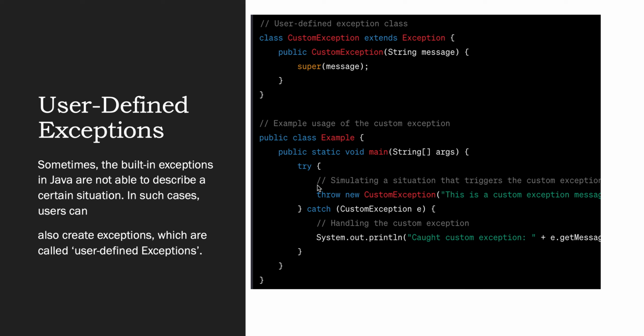Let's say we have some piece of code which might cause an exception, and we have put it inside the try block, or based on some condition we want to throw some exception, like how we have seen that using the throw keyword we can explicitly throw an exception.